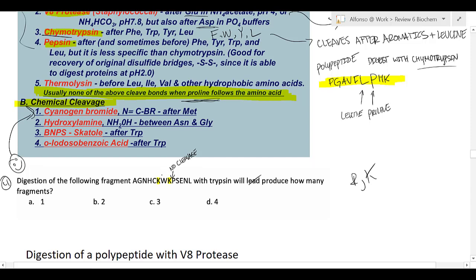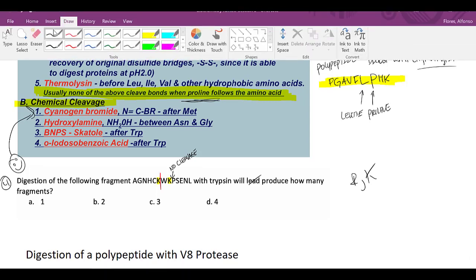So it'll only cleave where? Will it cleave to the left of K or to the right of K? To the right, because it only cleaves after lysine. And it's the same for all of them. Are there any questions about number 4?